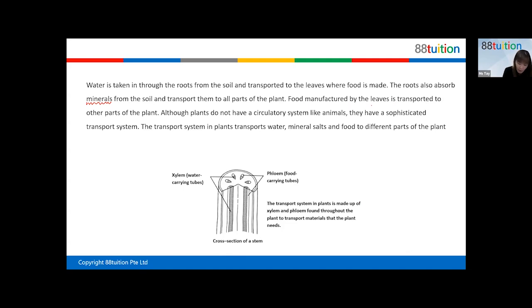Food manufactured by the leaves is transported to other parts of the plant. How is it being transported? Okay, the food is transported to other parts of the plant. Take note, you also have this thing called the food carrying tubes. I have in the diagram some of the names that you will only see in secondary school. Like for example, my Sec 2 students, they just finished learning the transport system again. So they learn about the phloem and the xylem.